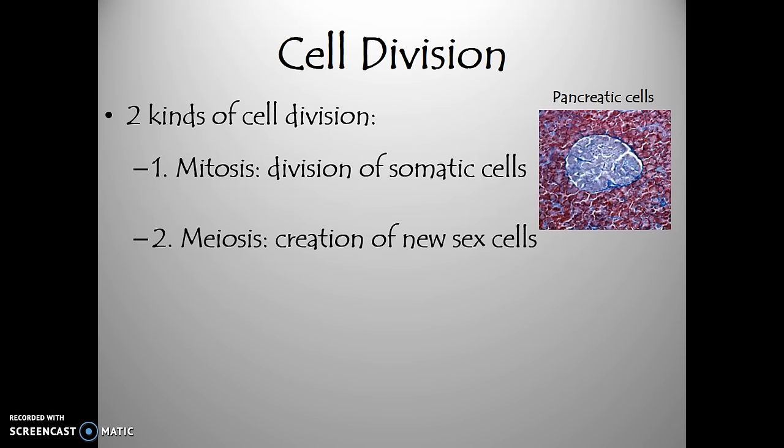So there are two types of cell division. We'll learn one today and practice with it a few more days, and then we'll learn the second type. The first type is called mitosis. Mitosis is your body cells, your somatic cells, such as your pancreas, your stomach, your liver, your heart. Meiosis is the creation of new sex cells, okay? Your gametes, your eggs and your sperm. And the way I remember this is mitosis happens in my toes, okay? Because my toes are made out of body cells, it's part of my body.